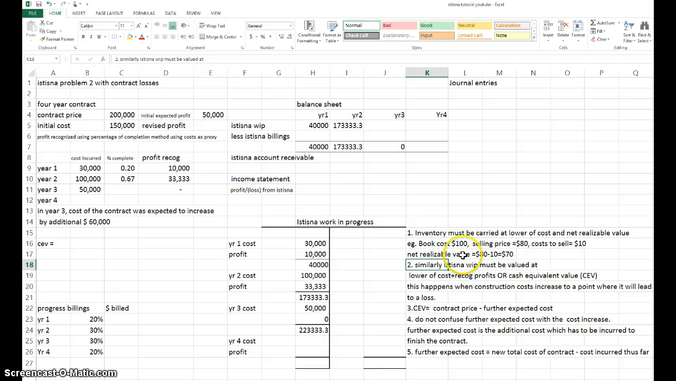So now this cost is totally irrelevant, because we bought it at 100 and we can only recover 70. So we have to bring down the inventory. We haven't sold it yet, but we have to bring down the inventory from 100 to 70. We can do this by crediting the inventory account and debiting profit and loss by $30 to bring it down to 70. So we already recognize the loss even before we realize the loss. This is called the prudence concept in accounting.